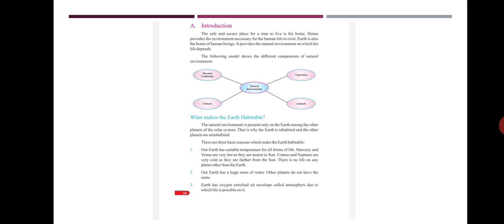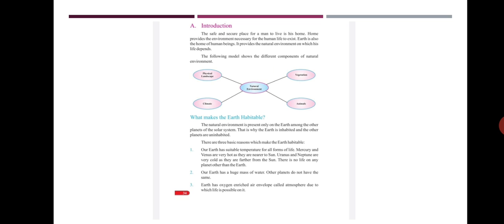You can see the model and this figure here. What is the natural environment? What are its components? You can see that vegetation, animals, climate, and the physical landscape, all these four things make the natural environment. Now we are going to find out what makes the Earth habitable, why human life is possible only on Earth. There are three basic reasons behind it.